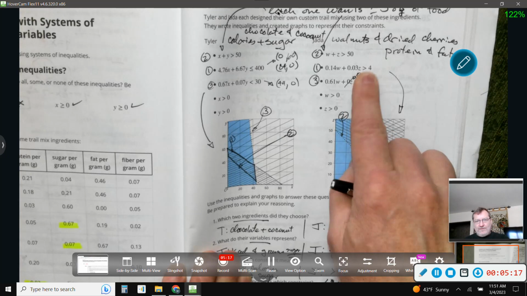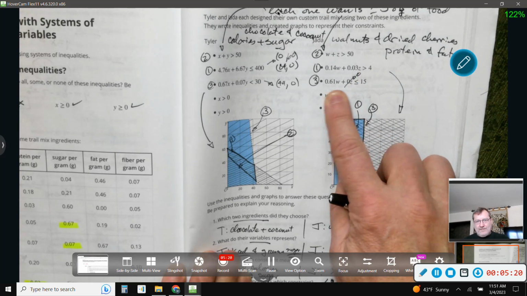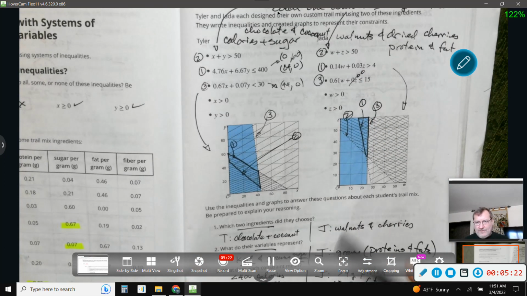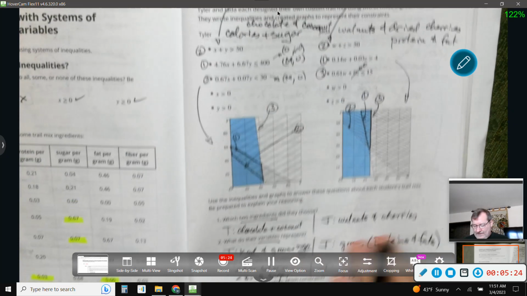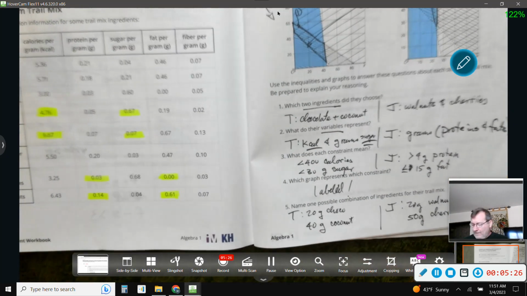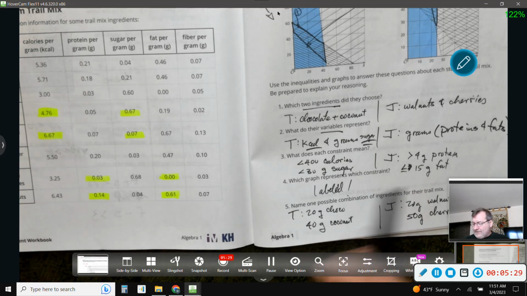So she wants most of her energy to come from protein and not so much from fats. All right, so she's doing that there. And so that's what's going on. All right, which graph represents each constraint?